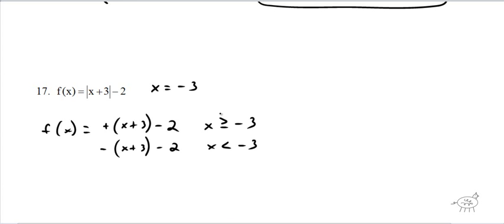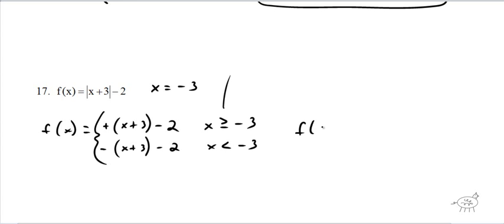Now, some of you guys might ask, well, Mr. Kerfus, why does one get a greater than or equal to and one get a less than? It actually doesn't matter. I could say greater than and less than or equal to because it's going to be the same dot anyway, so it doesn't matter which one gets which.